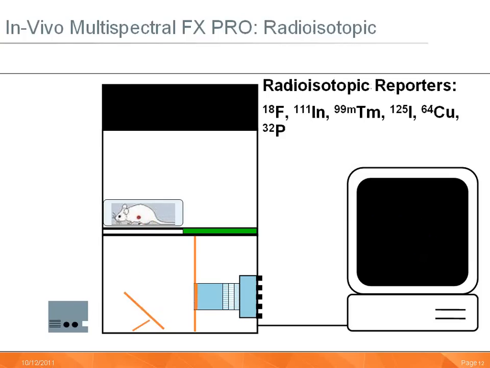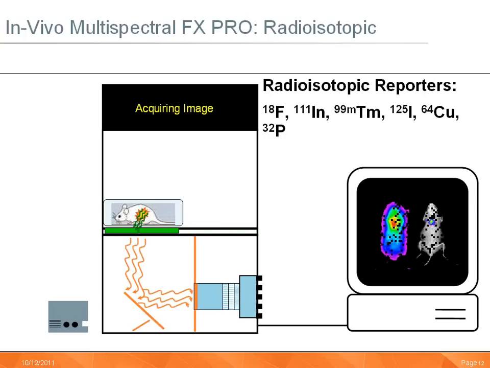For radioisotopic detection, the radioisotopic screen slides between the sample and the detector. Gamma rays strike the phosphor screen, which is excited and subsequently emits photons, which are detected by the CCD.